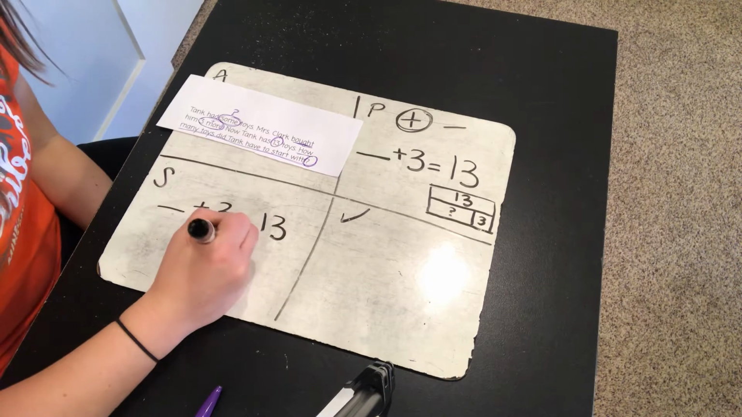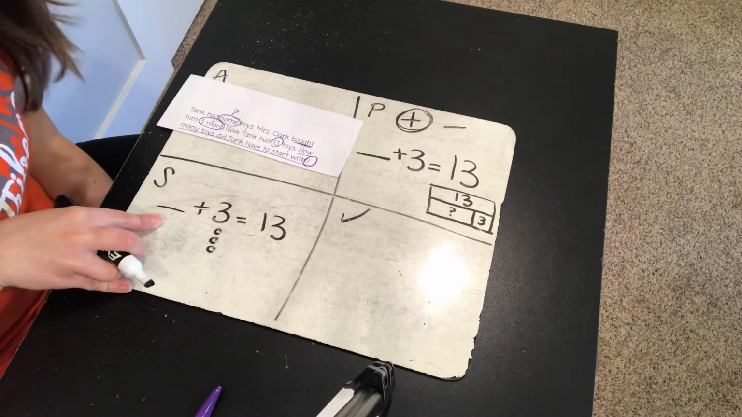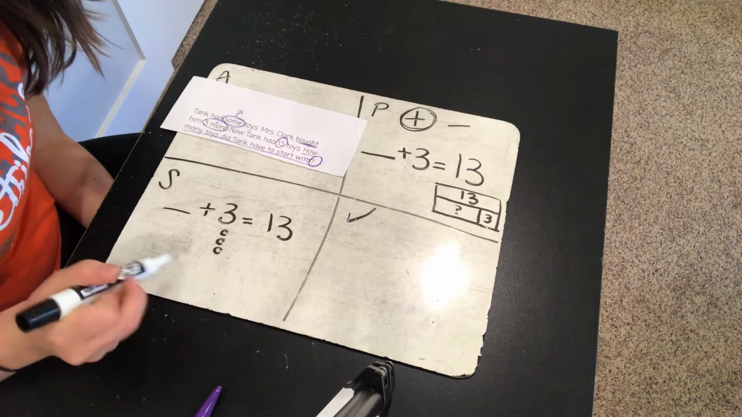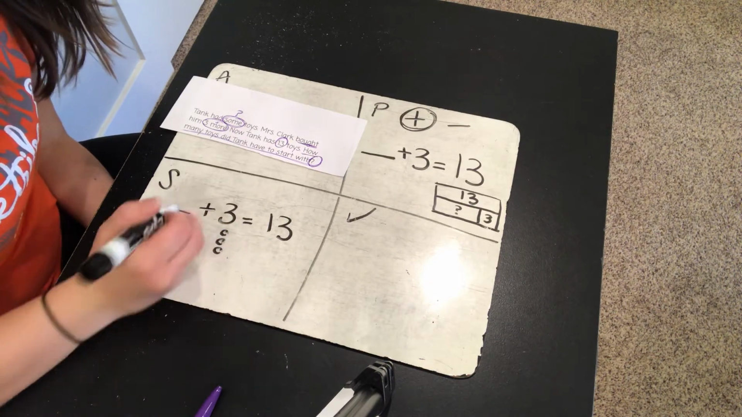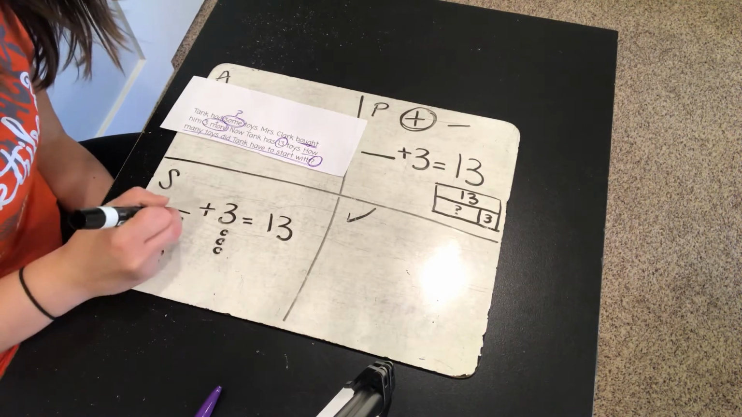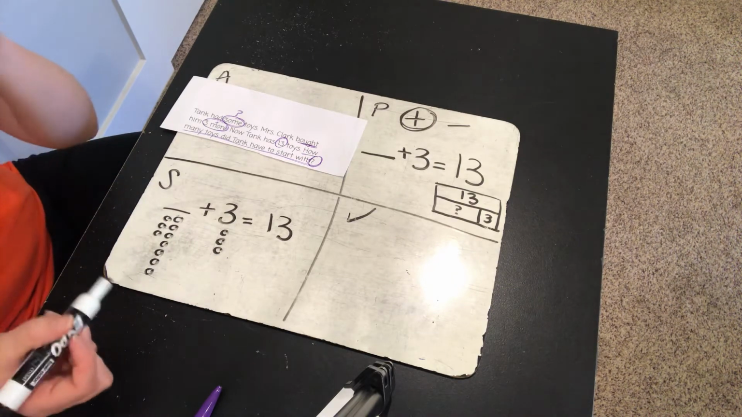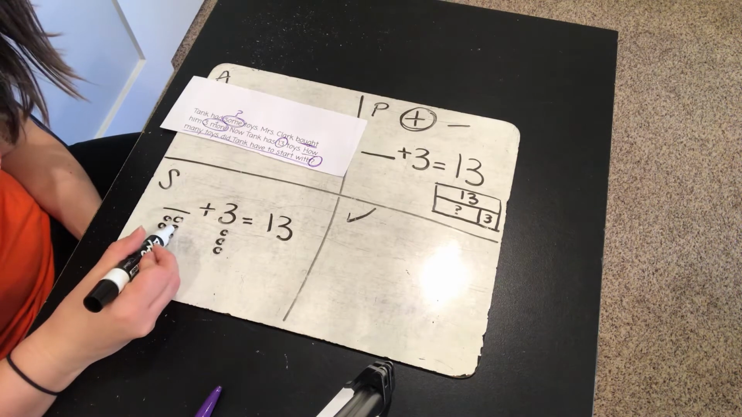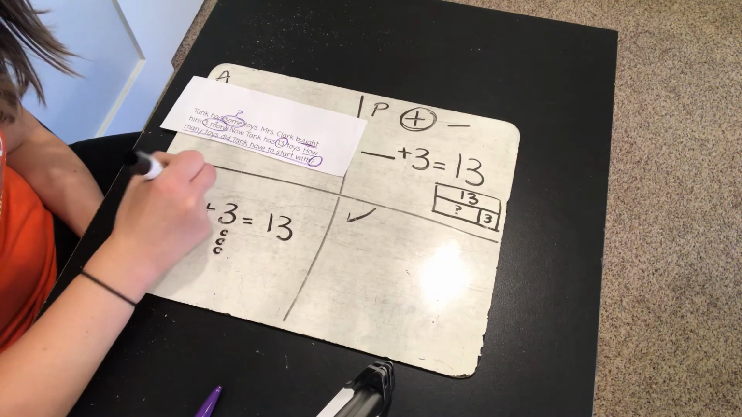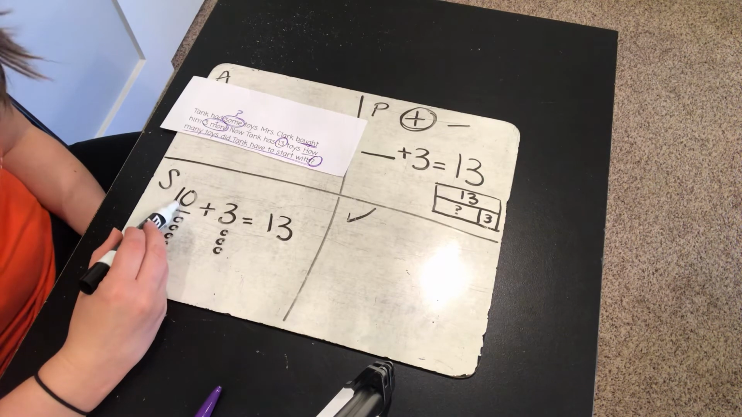All right, I know that Tank had some toys and Miss Clark bought him 3. So something I can do to solve this problem is go, okay, there's 3. I'm going to draw over here until I get to 13. So I have 3, 4, 5, 6, 7, 8, 9, 10, 11, 12, 13. Let's see how many I had to draw to get to 13. 1, 2, 3, 4, 5, 6, 7, 8, 9, 10. So I believe my answer is 10. 10 plus 3 equals 13. I think that Tank started with 10 toys.